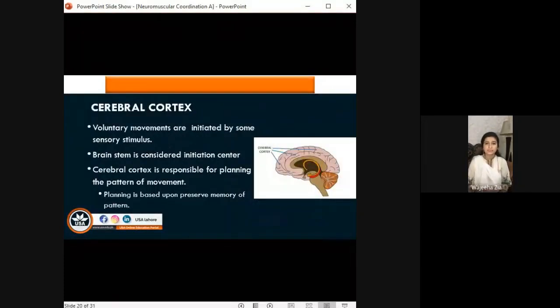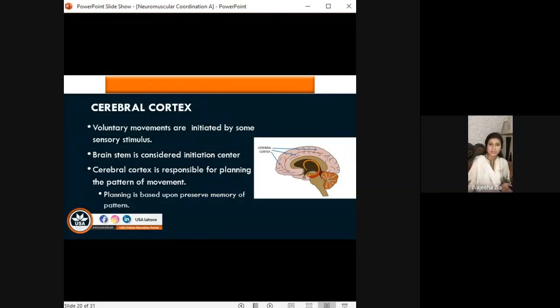The second thing is the cerebral cortex. The brain is divided into three parts. The one is the cerebral cortex. The second one is the cerebellum, and the third one is the hind brain, which consists of the brainstem and medulla oblongata. So the cerebral cortex is the major part. You can see in the diagram the upper part above the cerebellum is the cerebral cortex.